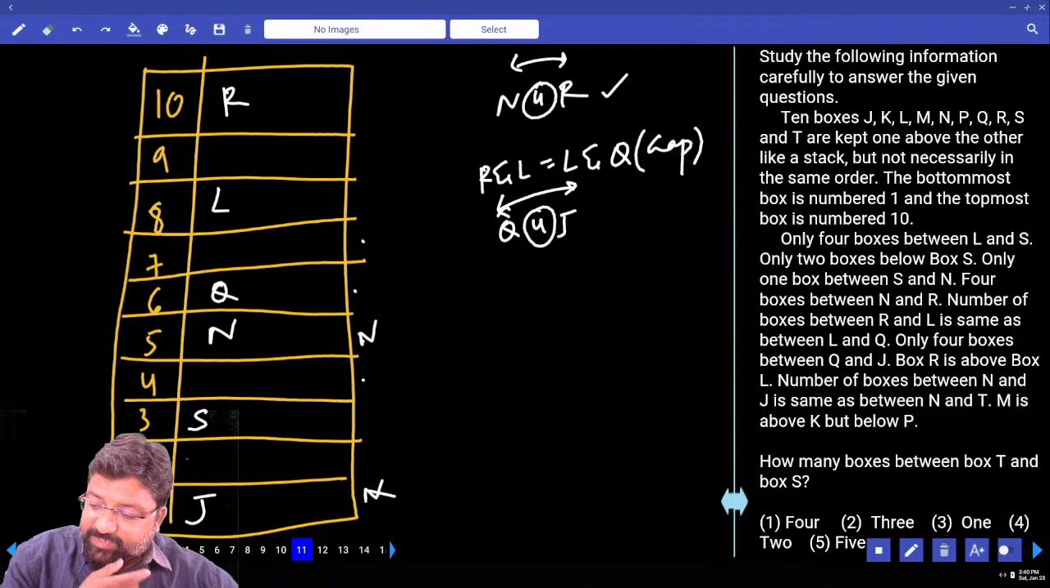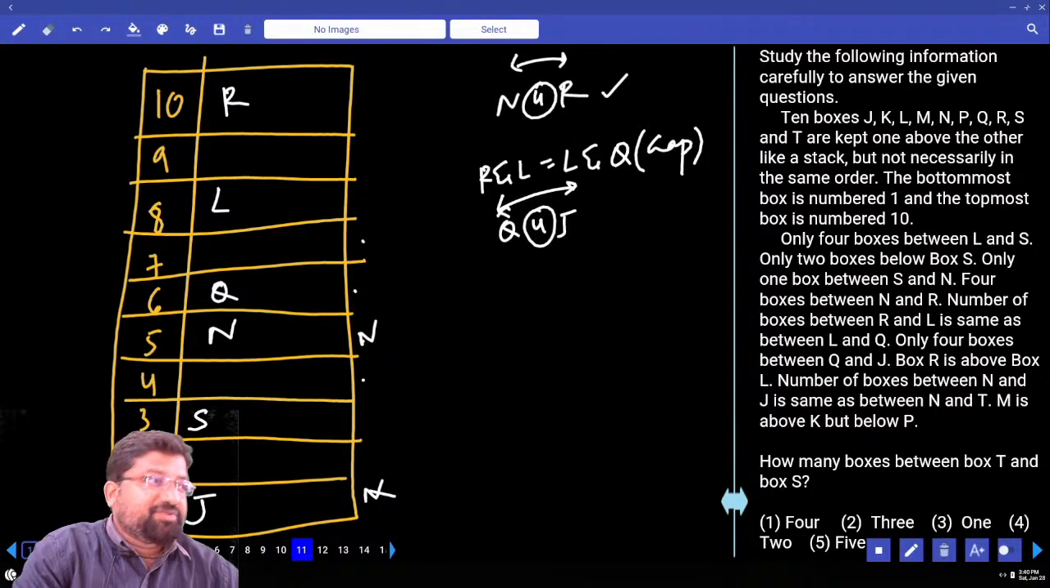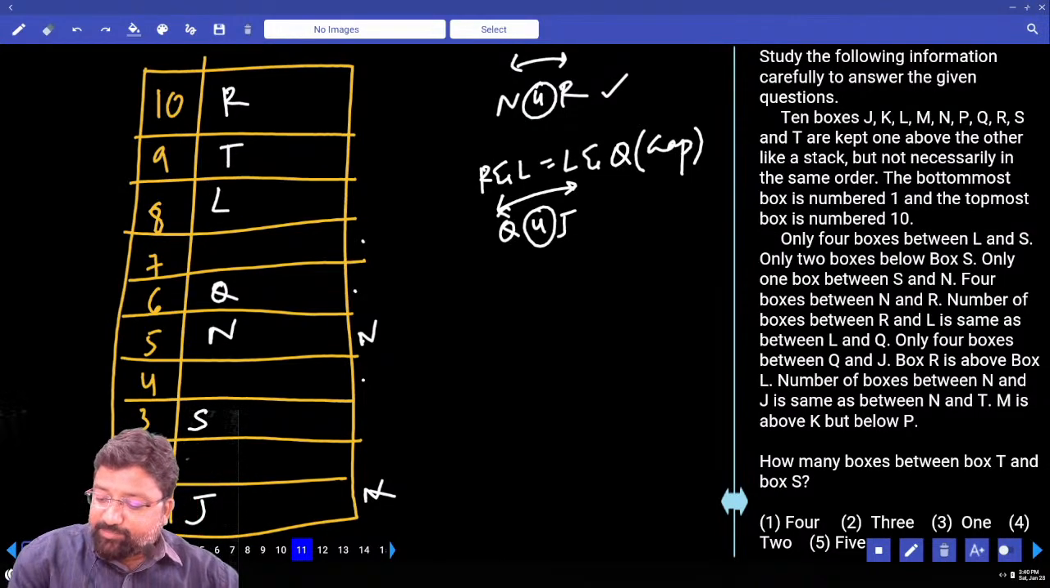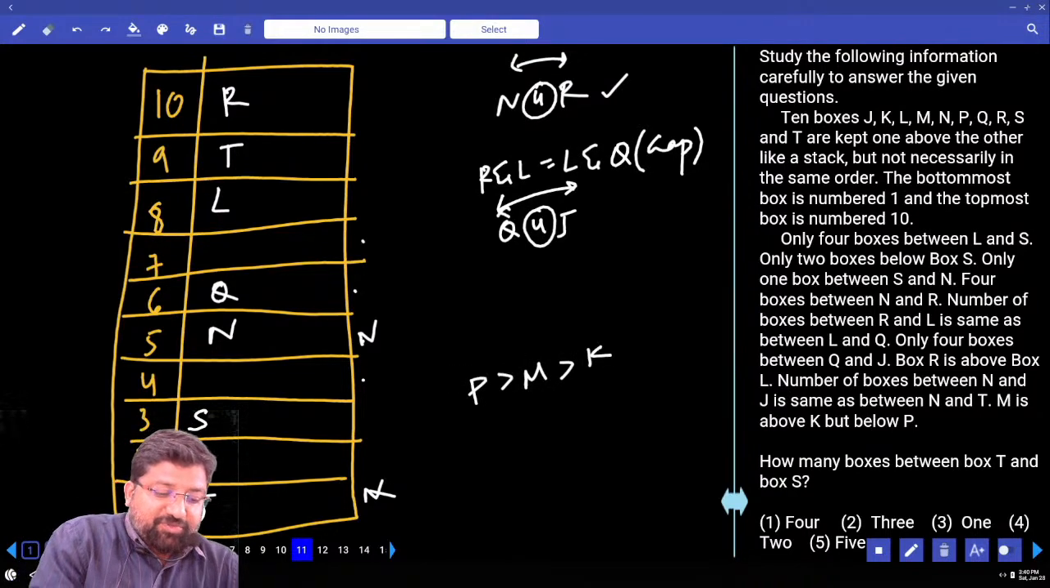The number of boxes between N and J is same as N and T. N and J is 3. N and T should also be 3. M is above K but below P. P, M, K. Only 3 places vacant. So P, M, K. Done with the question? Yes. Is this easy? Yes, it is.